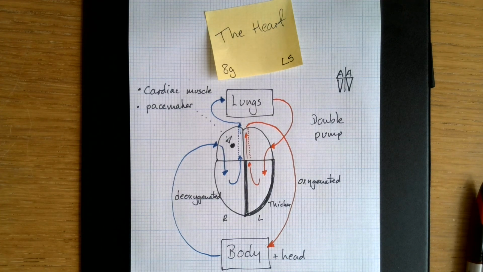So there's your brief summary of the heart and the cardiac cycle and how blood is pumped around the body. The only extra things you'll need to learn are the names of the blood vessels that carry the blood in and out of the heart.